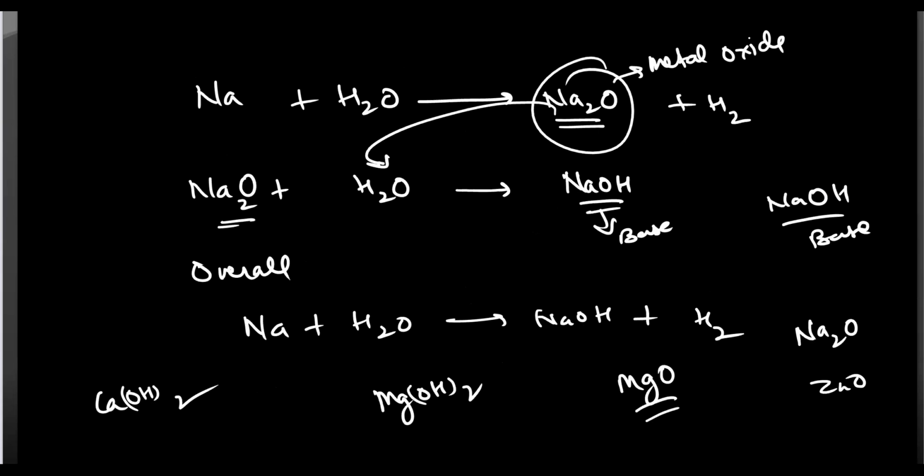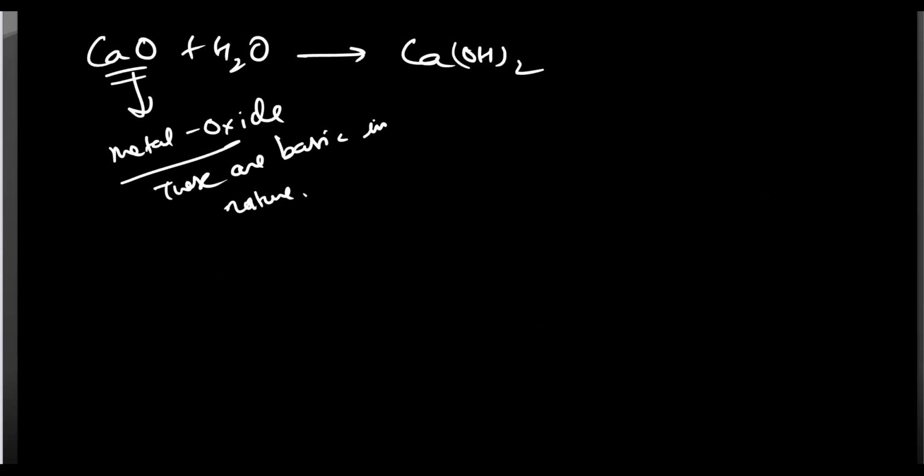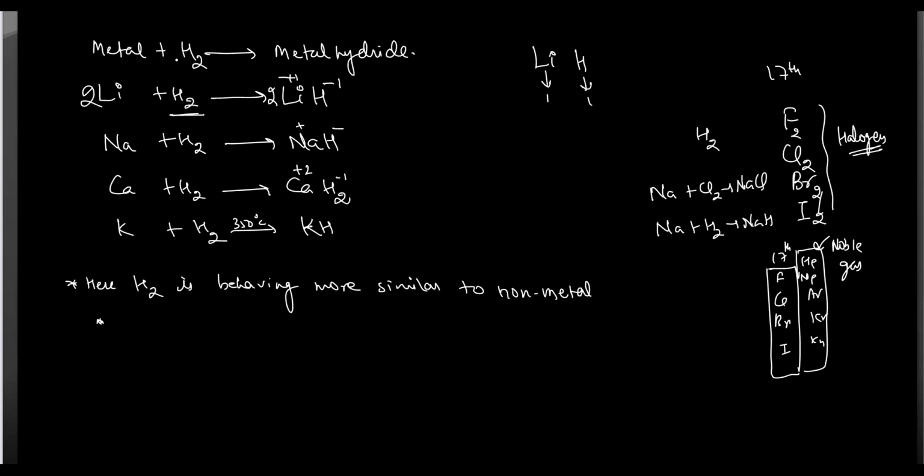So moving to the next part: metals when they react with hydrogen. Hydride means hydrogen. They form metal hydrides. For example, lithium when it reacts with hydrogen forms LiH.